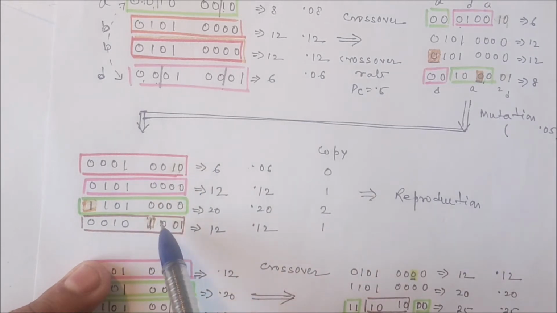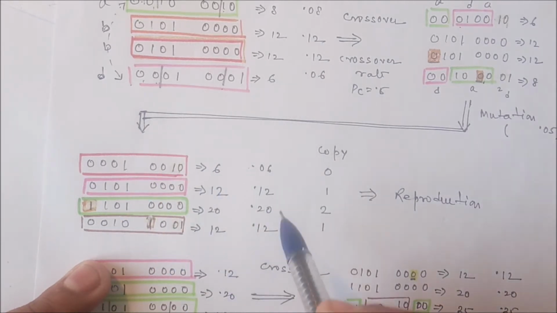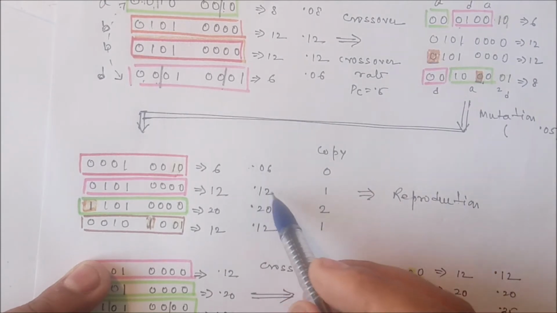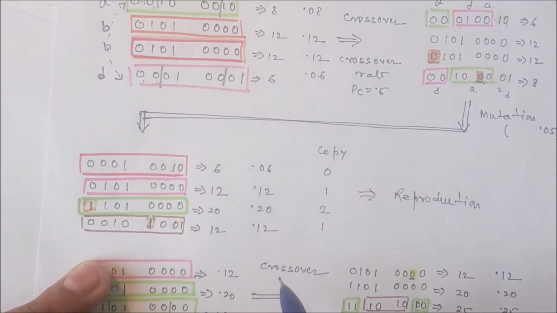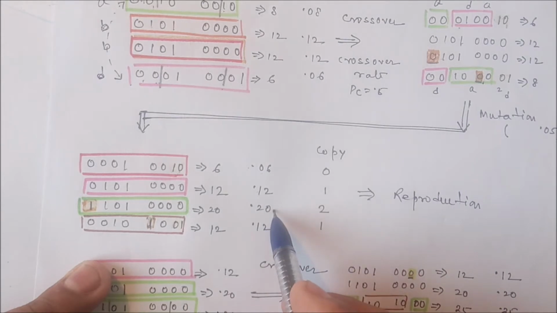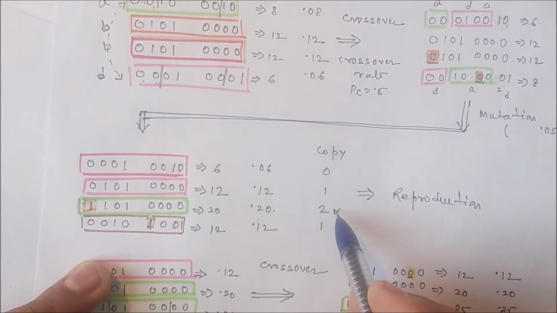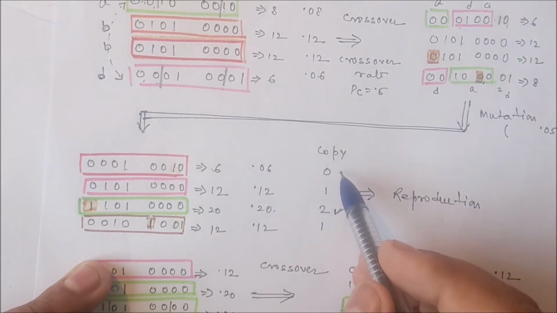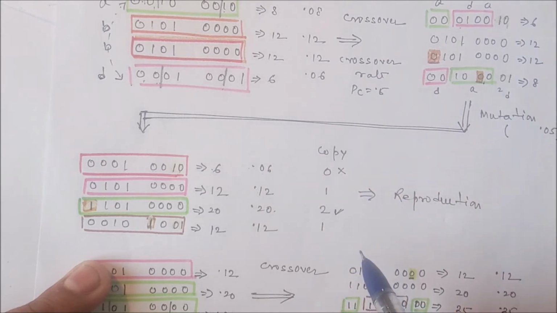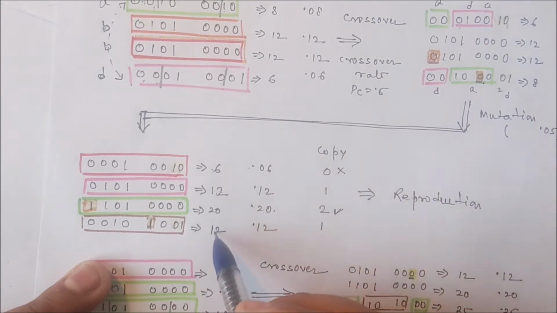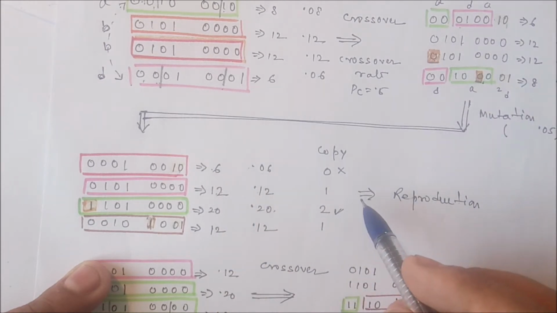And after mutation, once again we have to calculate the fitness value. Assume the fitness values are 0.06, 0.12, 0.20, 0.12. So the strongest is this one, that's why we have taken two copies of this. This one is the weakest, so you have to eliminate this one. And these two are the average individuals, so here we will have one copy of each.